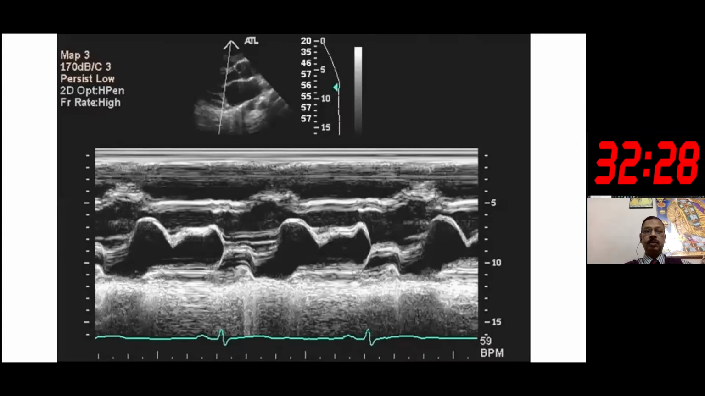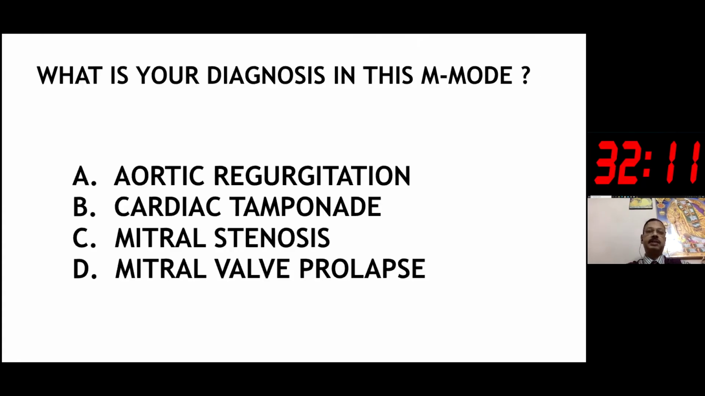Now is quiz number 2. There is again an M mode. Look at this M mode very carefully and form a diagnosis in your mind so that you can quickly enter into the options. Well, these are the options. One is aortic regurgitation, cardiac tamponade.